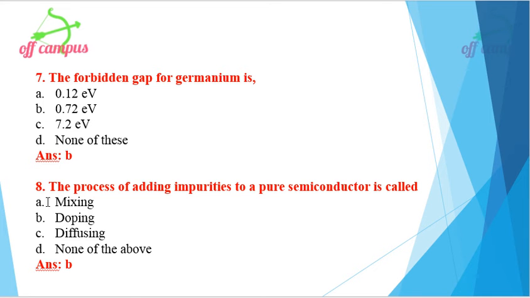Then, the process of adding impurities to a semiconductor is called, what is the name? Mixing, doping, diffusing, or none of the above. The process of adding impurities to a pure semiconductor is called doping. Option B, doping, is the right option.